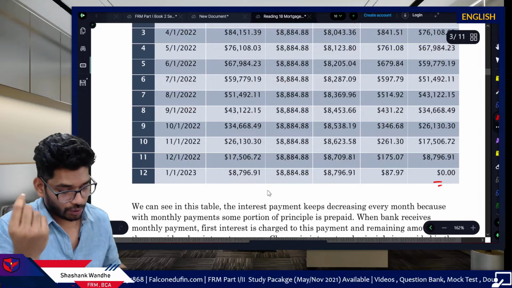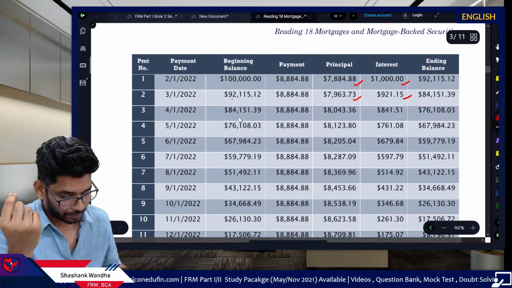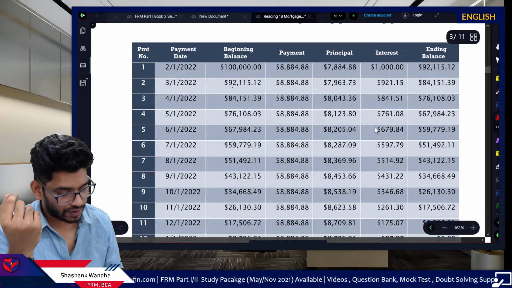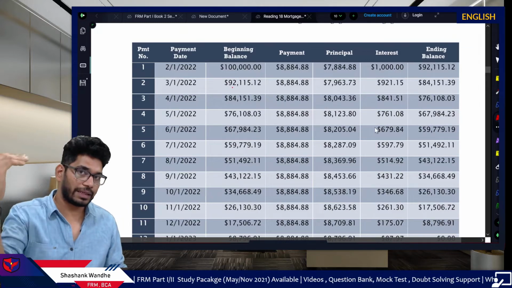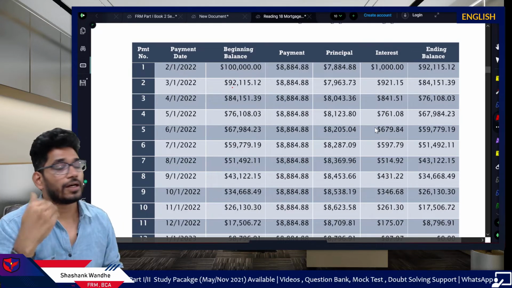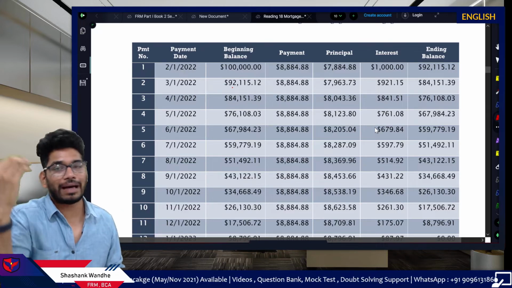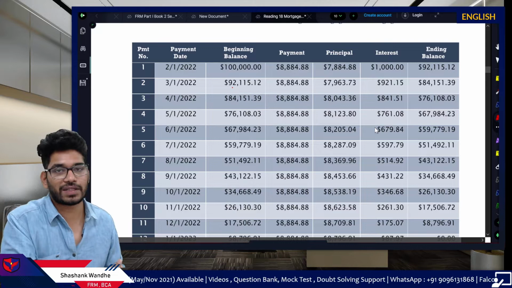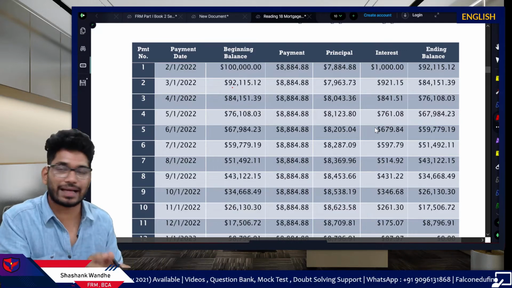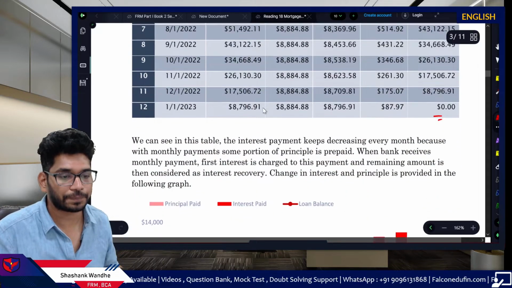So what do we need to understand or remember here? For exam purpose, always remember, interest is high in the beginning. It keeps on decreasing. Principal payment is low in the beginning, keeps on increasing. Loan balance is high in the beginning, it keeps decreasing and reaches 0. As simple as that, very simple, right?